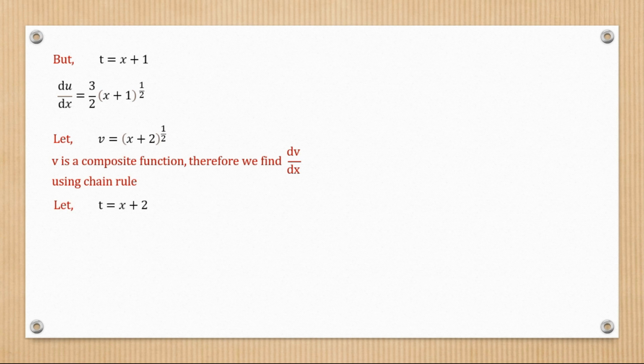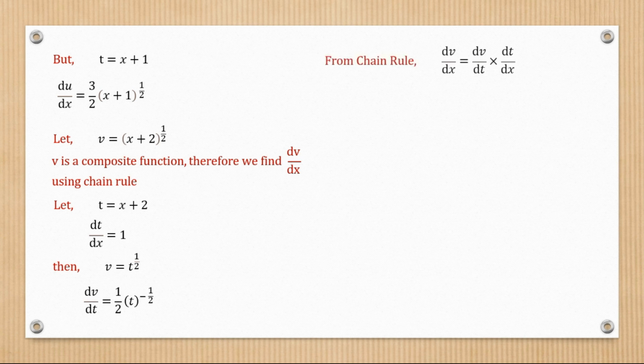So we're going to let t be equal to x plus 2, dt dx shall be equal to 1, and then v shall be equal to t to the power a half. So therefore dv dt shall be equal to a half t to the power negative a half. So from chain rule, dv dx is equal to dv dt times dt dx. So therefore dv dx shall be equal to a half t to the power negative a half times 1.